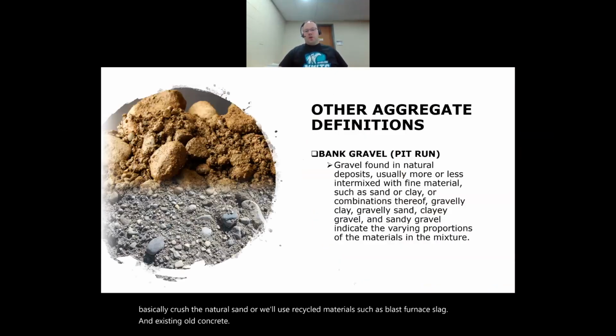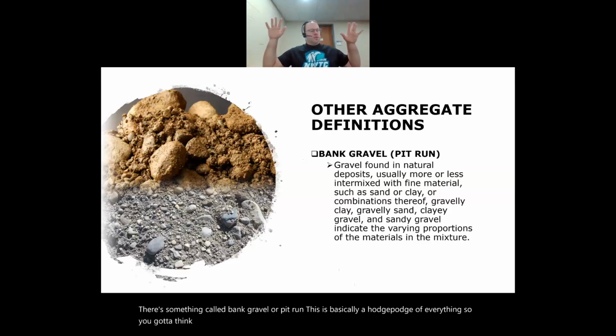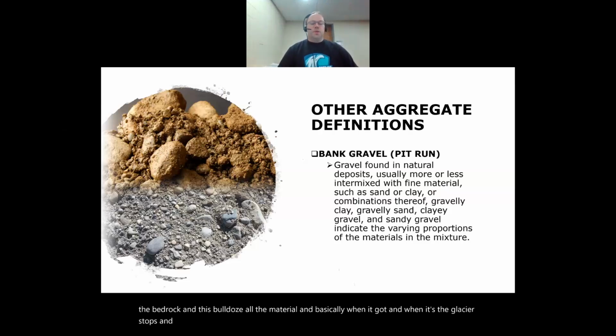There's something called bank gravel or pit run. This is basically a hodgepodge of everything. So you've got to think about those glaciers. They came down and they basically bulldozed, scraped from the bedrock, and this bulldozed all the material. And basically, when the glacier stops and starts retreating, it creates this bank run. So it can be used. As you can see here, there's a lot of rounded material, fine and coarse aggregate in there.